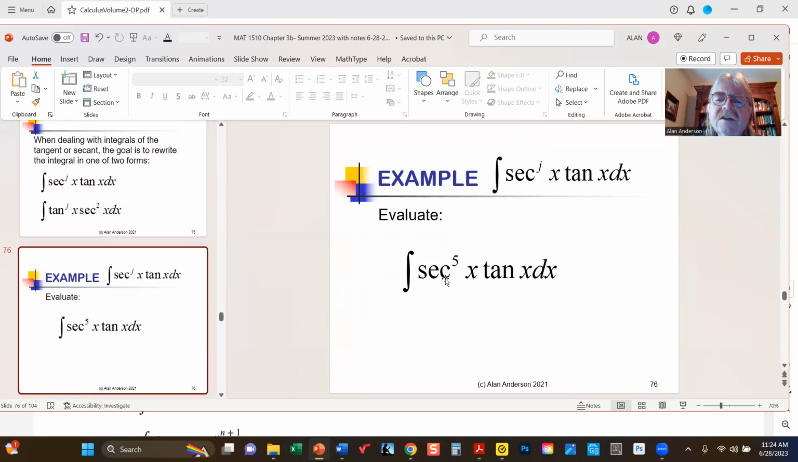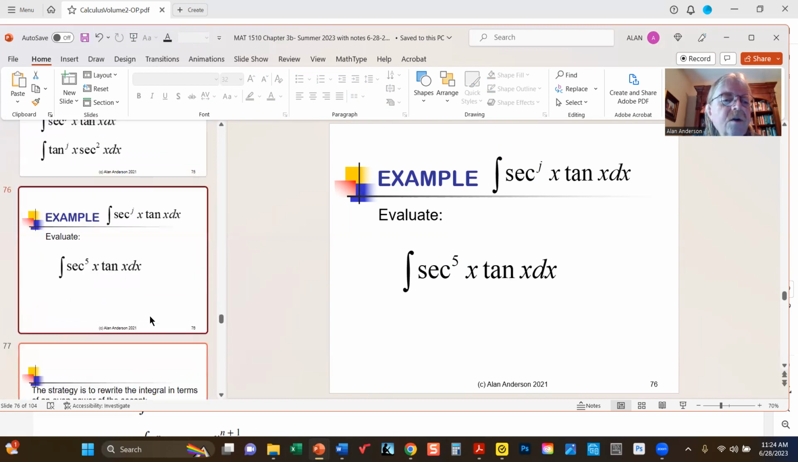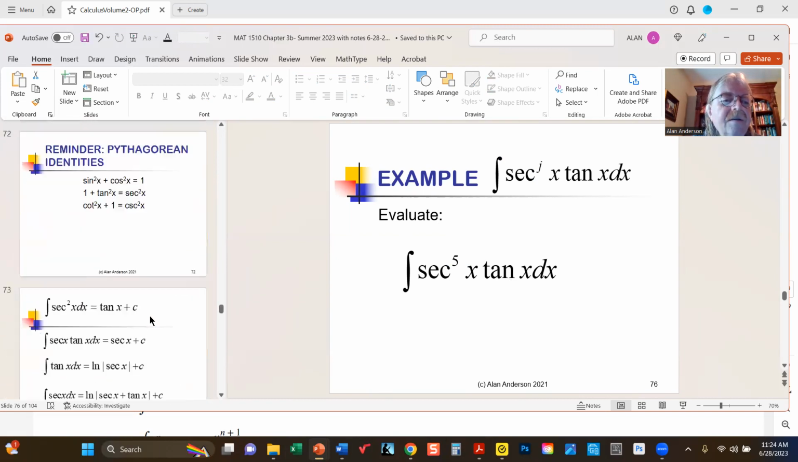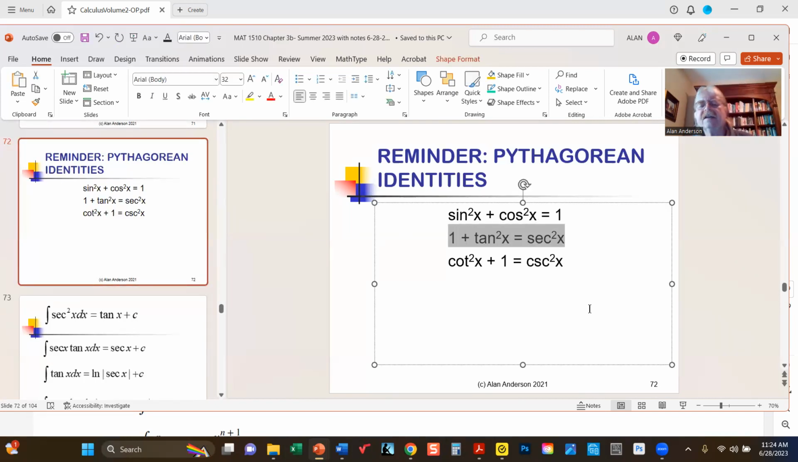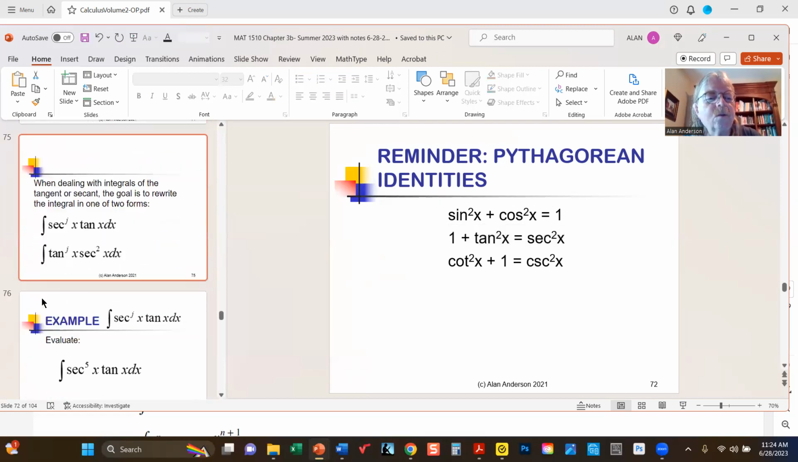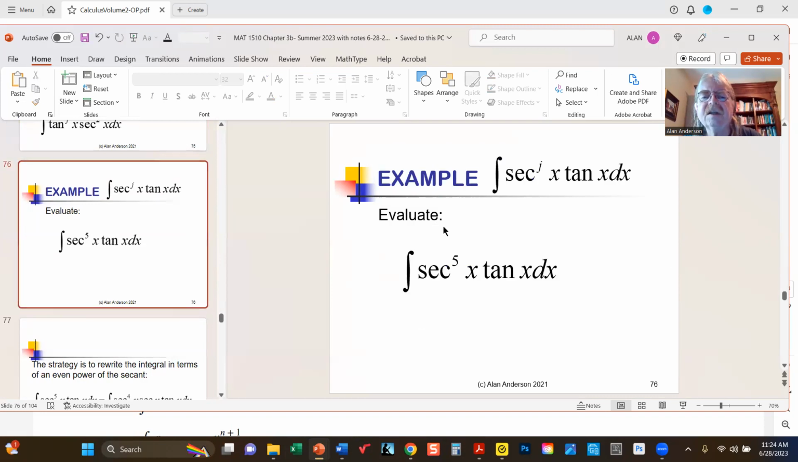So we've got the secant to the fifth power and the tangent to the first power. If we scroll back, you can see that we have the ability to take the secant squared and convert it into a function of the tangent. That gives us a hint as to what we're about to do.